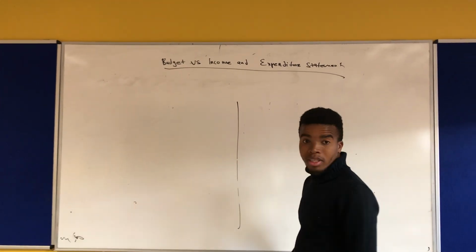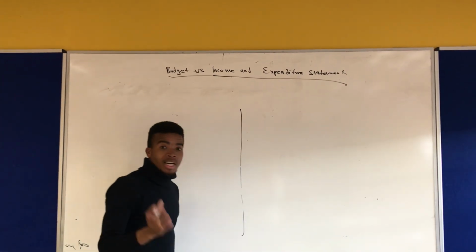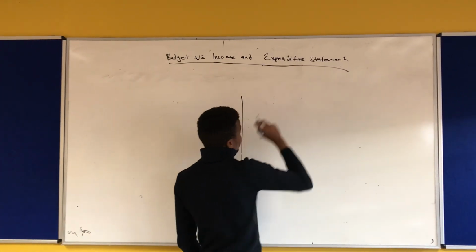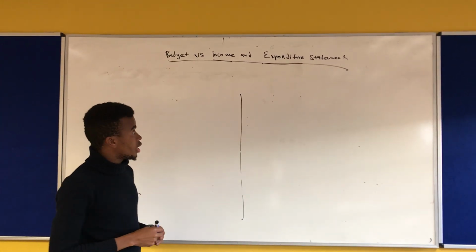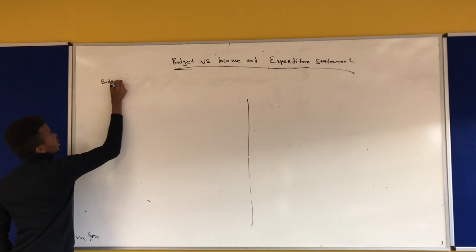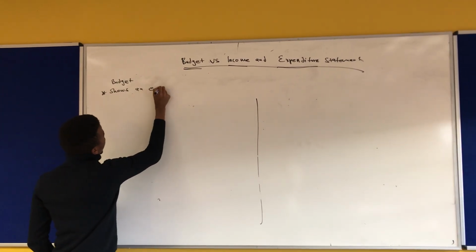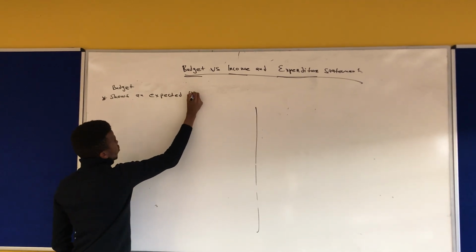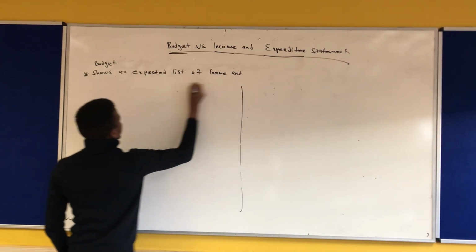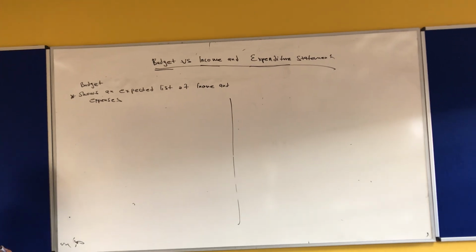Income and expenditure statement, you must know that income is money that comes into a household or a business, and expenditure is the money that is spent by a household or a business. So a budget shows an expected list of income and expenses.